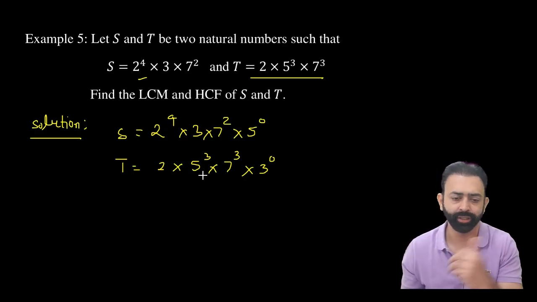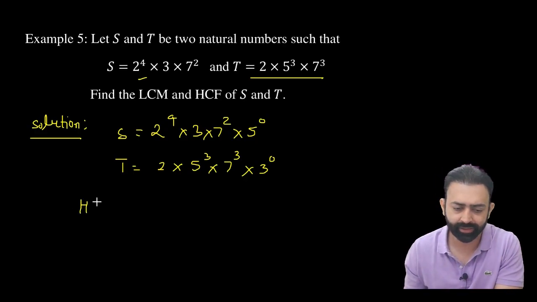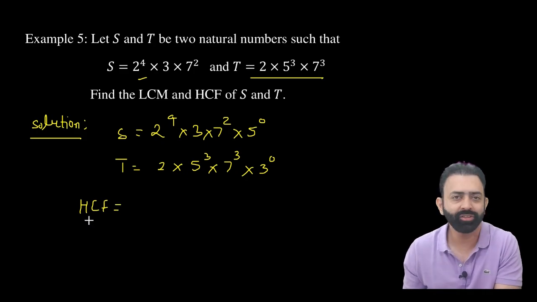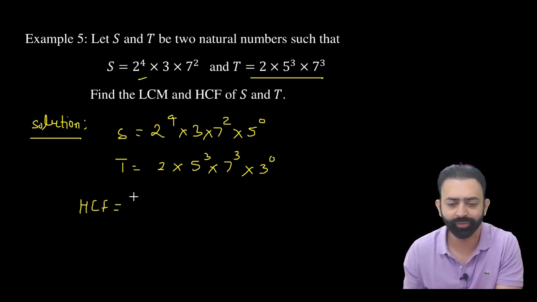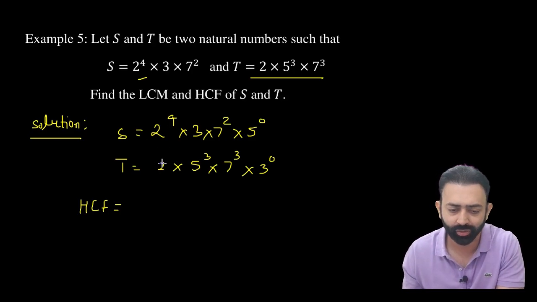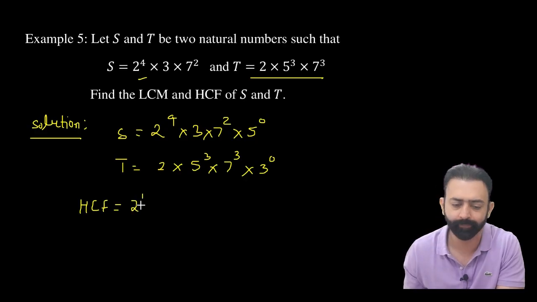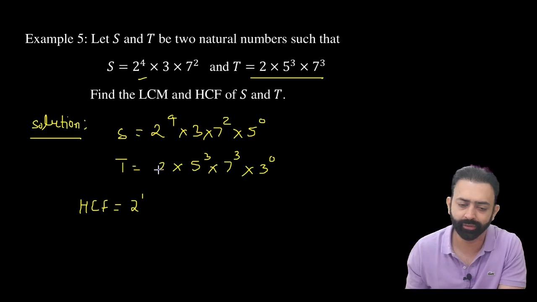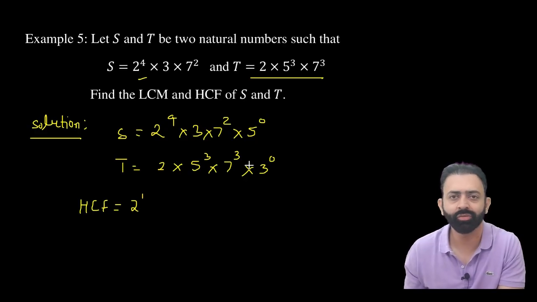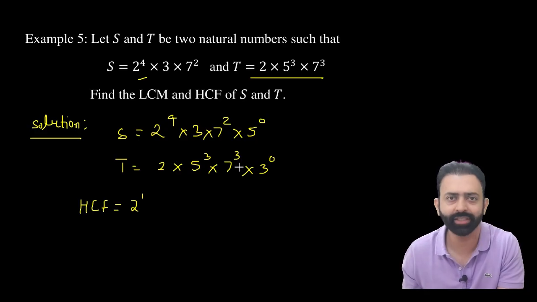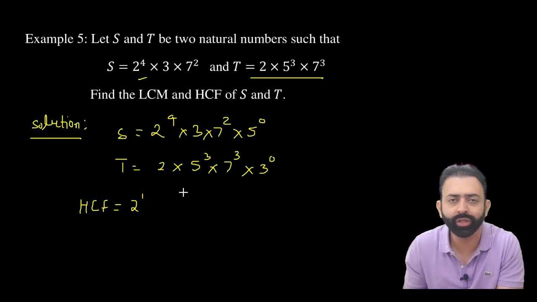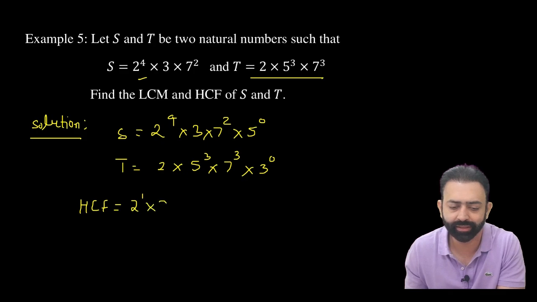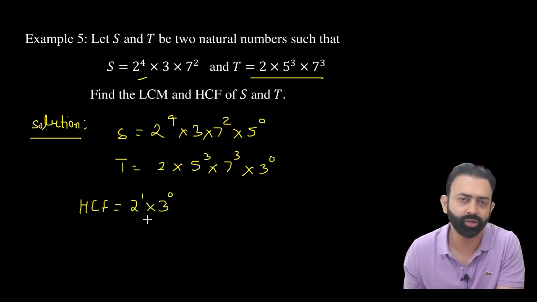We just need to find out the least and maximum exponents. So for finding out HCF, just remember the concept: we need to find out the common factors. We have 2 raised to power 4 here, and 2 here, so we just need to take the least exponent. So we will take 2 raised to power 1. Out of 4 and 1, we have 1 as the least exponent. Then we switch to 3. 3 raised to power 1 is there, 3 raised to power 0 is there. So we will include 3 raised to power 0, which is in fact 1. So no need to include this 3, or you can just write this as 3 raised to power 0, just to avoid the confusion.